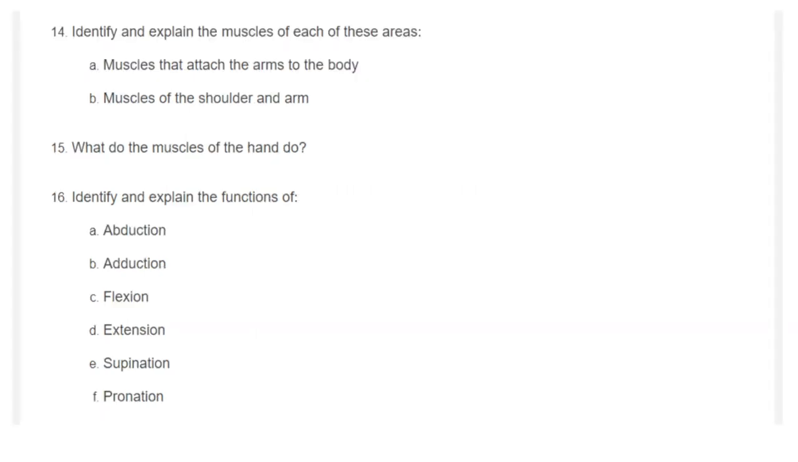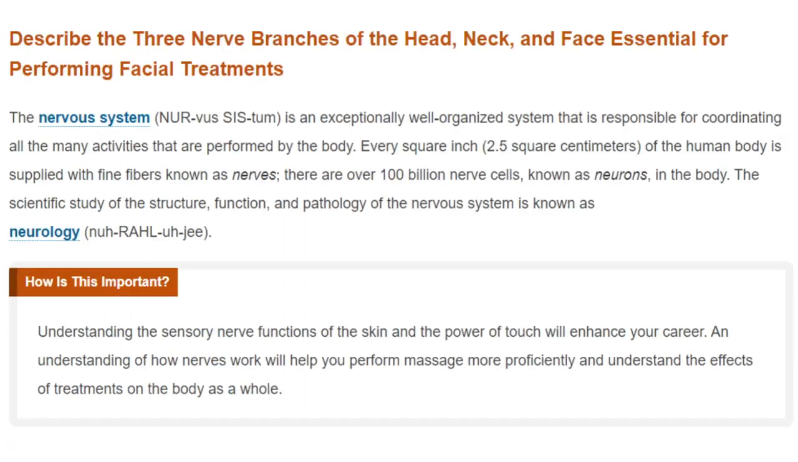Identify and explain the muscles of each of these areas: muscles that attach the arms to the body, muscles of the shoulder and arm. What do the muscles of the hand do? Identify and explain the functions of abduction, adduction, flexion, extension, supination, pronation. Describe the 3 nerve branches of the head, neck, and face essential for performing facial treatments.